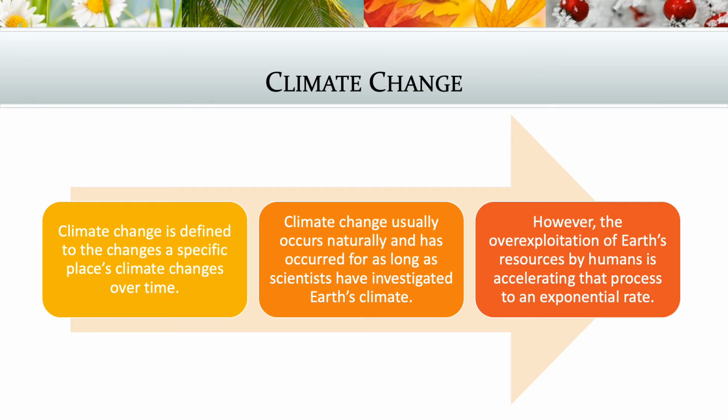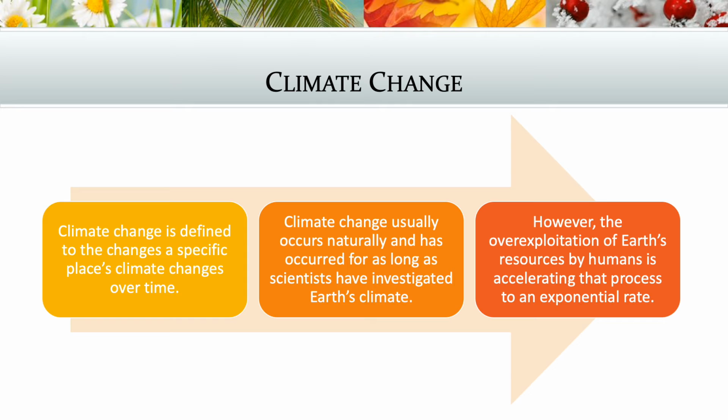Climate change usually occurs naturally and has occurred for as long as scientists have investigated Earth's climate. Things like mass extinctions, the ice ages, the Cambrian explosion, those things were considered climate changes. When oxygen started rising, when CO2 started rising, those were naturally made climate changes. However, when people in the news speak about climate change, they are talking about man-made climate change, which comes from the release of greenhouse gases to the atmosphere and the overexploitation of Earth's resources by humans.